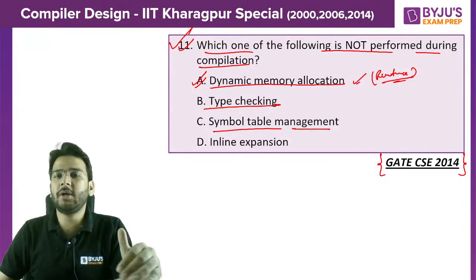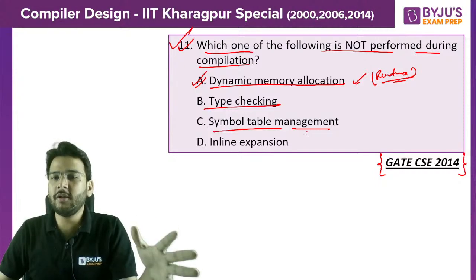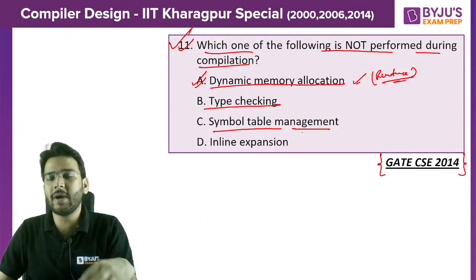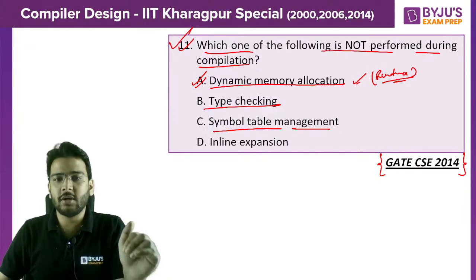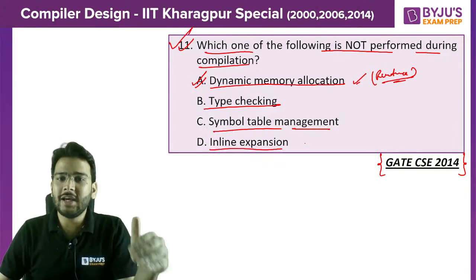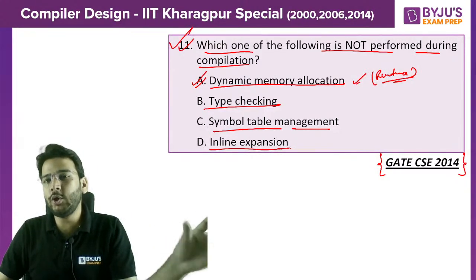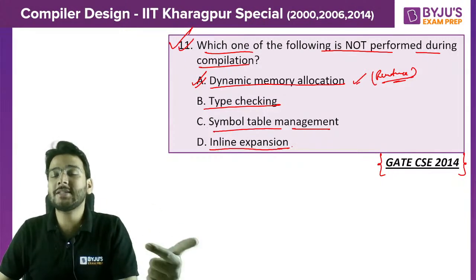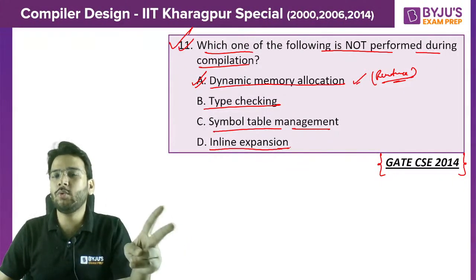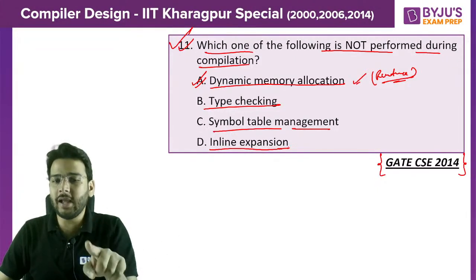Symbol table management. All the phases of the compiler are going to use the symbol table for storing the information and for retrieving the information back. So that also comes under compilation. Inline expansion. Yes, it is also part of compiler optimization when you replace the function call with the function body. You have two types of expansion. One is macro expansion. Another one is inline expansion.